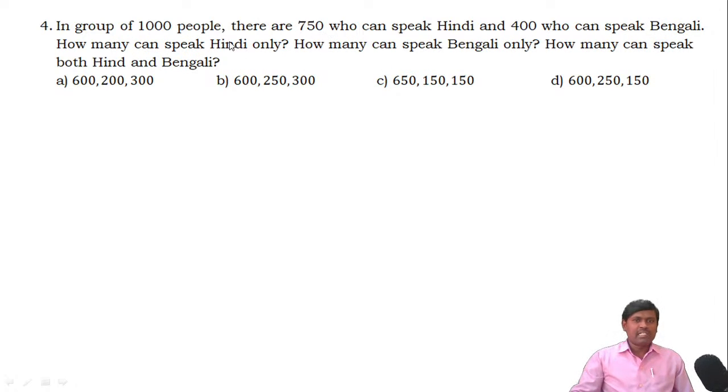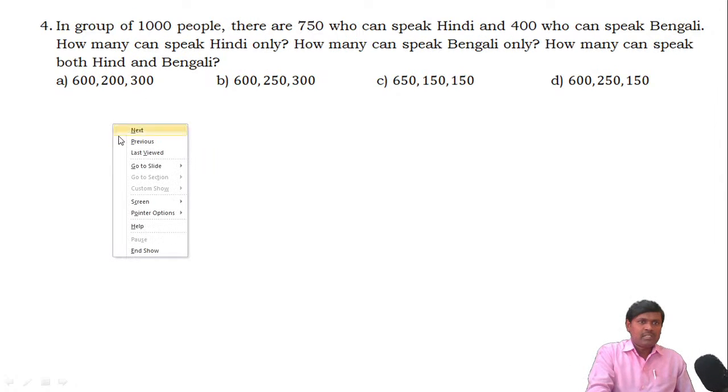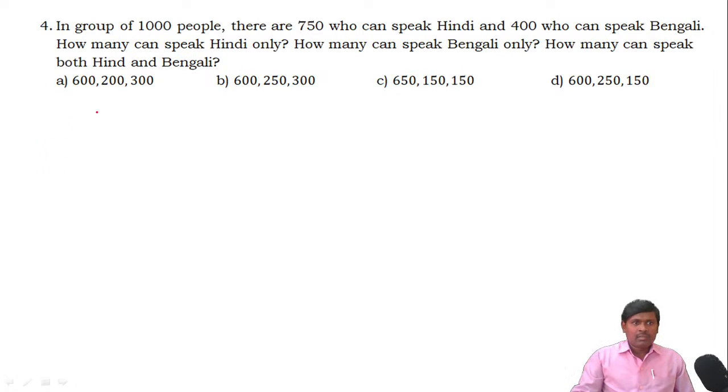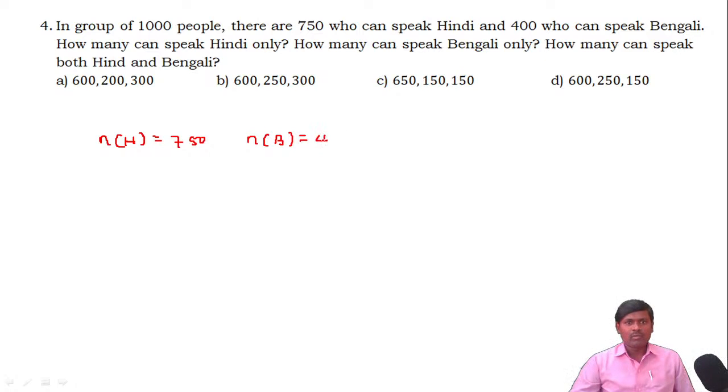The people who can speak Hindi is taken as n of H, for our convenience, which is equal to 570. The people who can speak Bengali is taken as n of B, which is equal to 400. And n of H union B is equal to 1000.